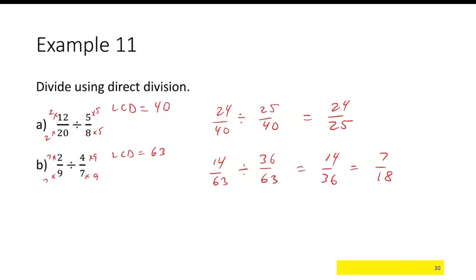So direct division isn't really faster than using reciprocals. It's not slower or faster. It's about the same. The advantage is that there are a lot of students that struggle with which fraction to flip, how to change the multiplication. With direct division, it uses the same steps as with addition and subtraction in terms of getting a common denominator. So it's a process that students already do naturally.